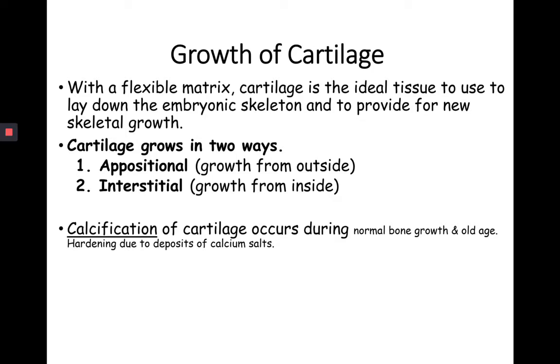Next, we're going to talk about cartilage growth, even though this chapter is about bone, because bone grows in a similar manner. Cartilage grows in two ways. It has both appositional and interstitial growth. Appositional growth is growth from the outside, so you're going to have the addition of tissue from the outside, whereas interstitial growth is growth from the inside and tends to increase the length of a cartilage model, whereas appositional tends to increase the width.